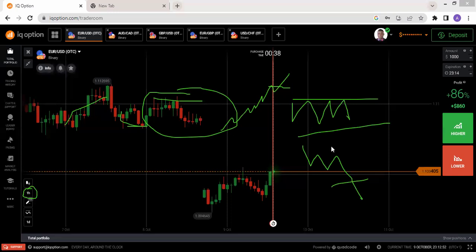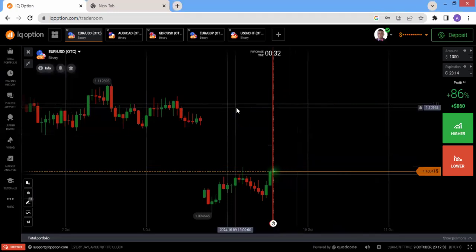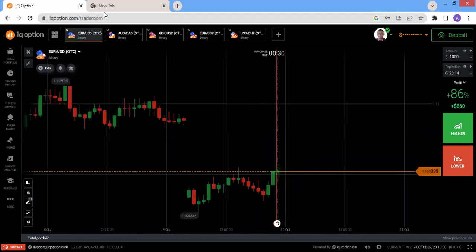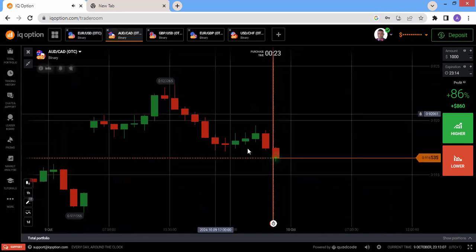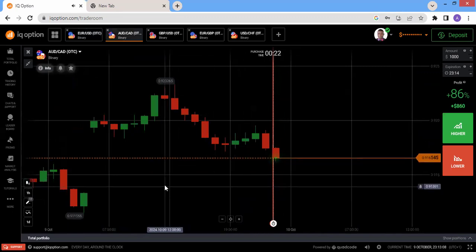Okay, now I open this market. This is the first market I open, Euro USD. I found this market like this. This one doesn't make sense to me. Okay, I will shift to another chart.